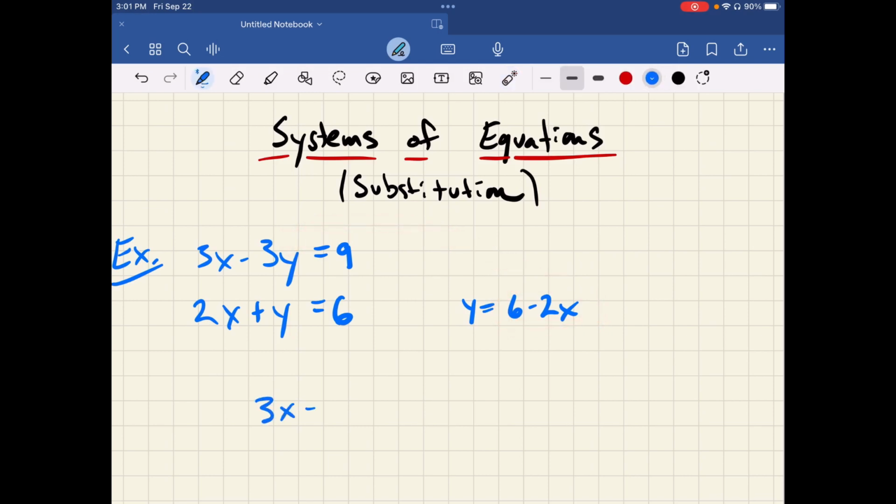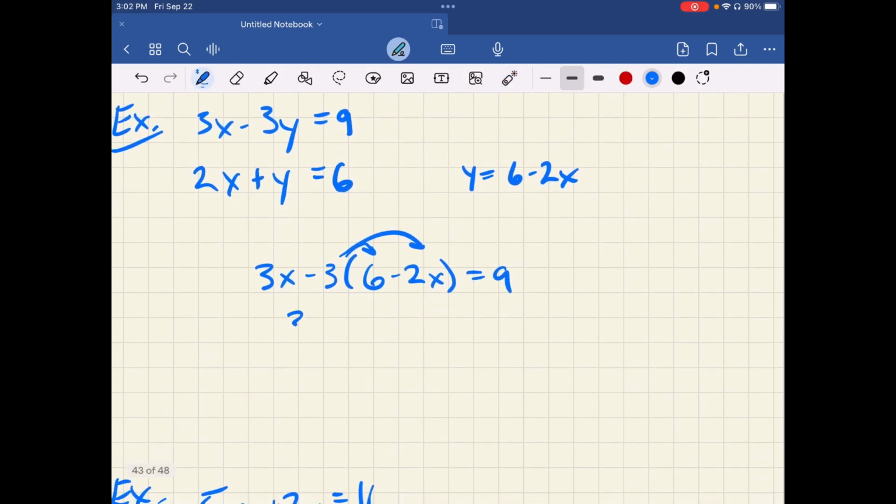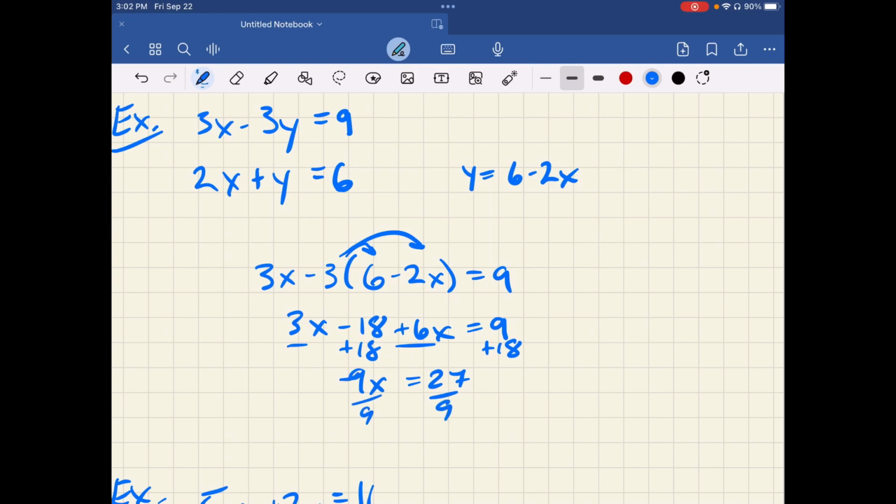I have 3x minus 3 times (6 minus 2x) equals 9. And all I have done is replace the y with what I know y is equal to, which is 6 minus 2x. And from here, I'm just going to distribute and solve for x. So then that's going to give me negative 18 plus 6x equals 9. I'm going to collect like terms together. That's going to give me 9x. I'm going to add 18 to both sides, and that is going to give me 27. And then I'm going to divide by 9. That becomes a 1. x is equal to 3.